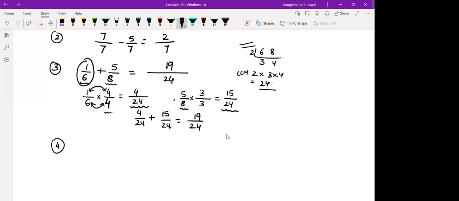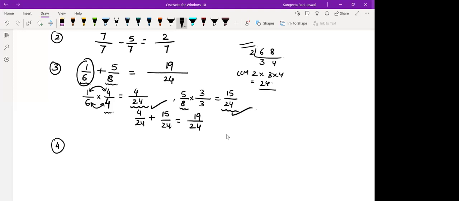5 into 3 will be 15. So this becomes 15 by 24. Now, for 1 by 6, I have 4 by 24. For 5 by 8, I have 15 by 24. You can see now both the fractions have the same denominator. Now I can add them easily.